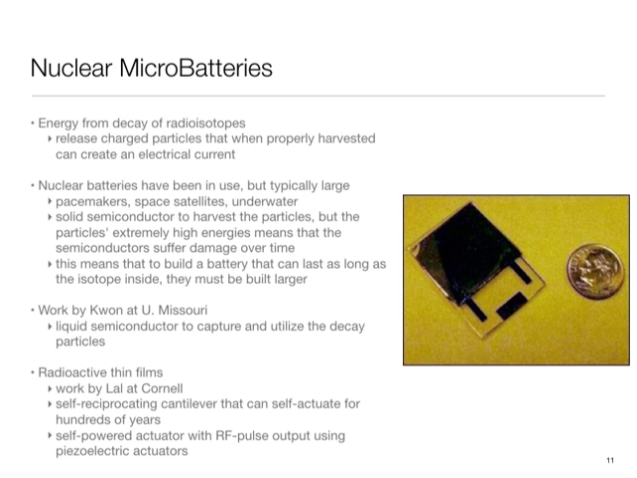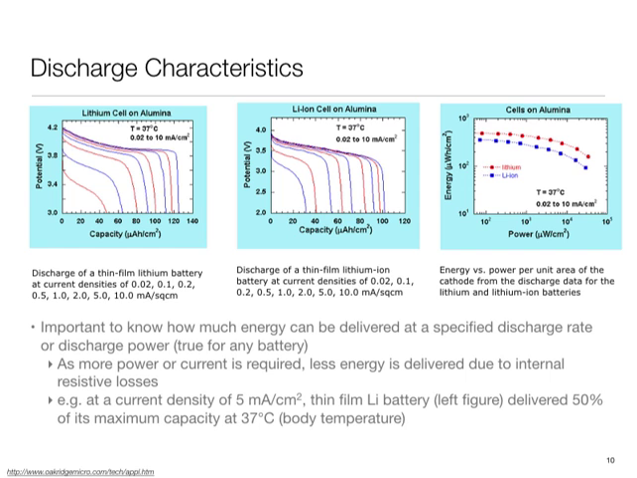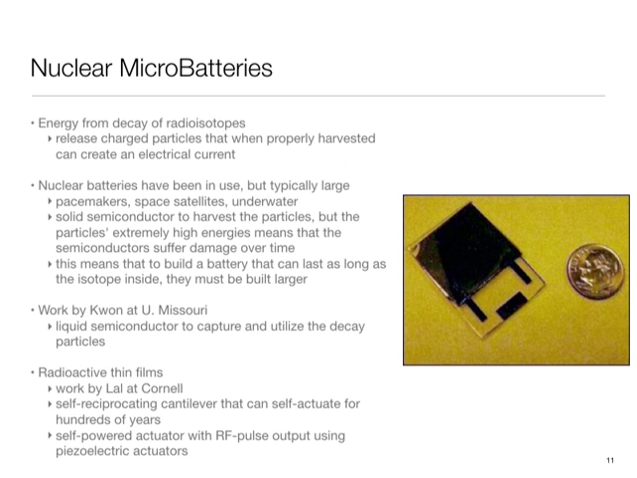So let's see. Yeah, I'm going to skip that for now. There are other things like nuclear microbatteries. These are used in applications like, yeah, go ahead. What are the current barriers to adoption for thin film batteries other than cost?